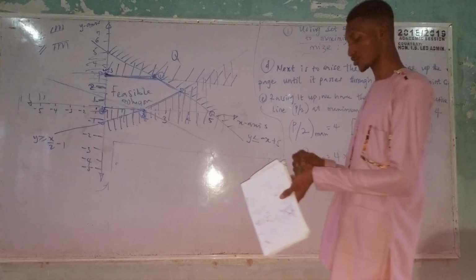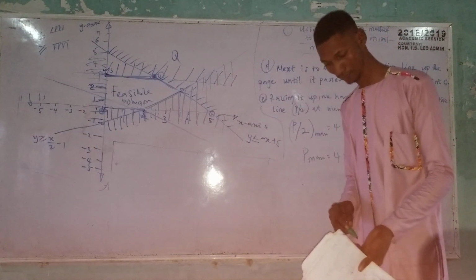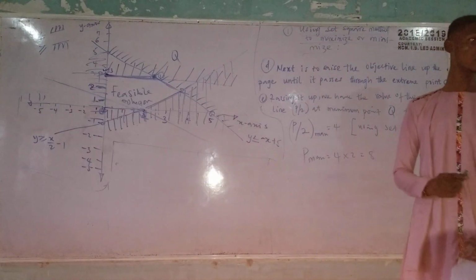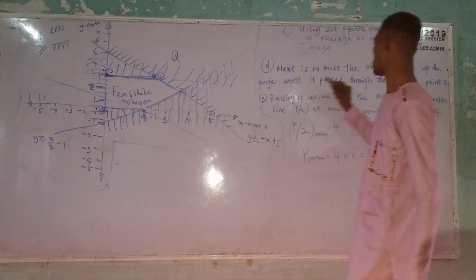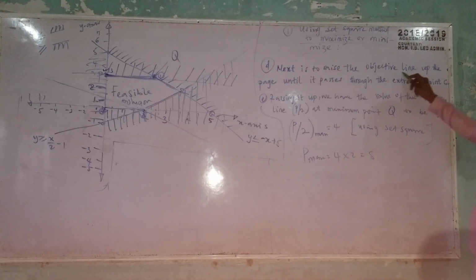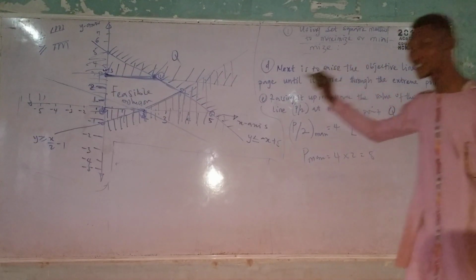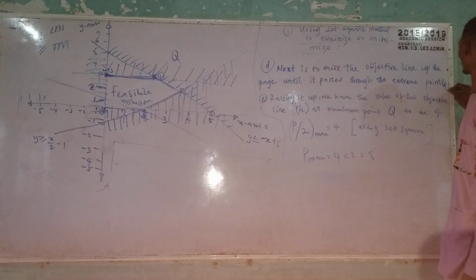So after you've got the objective line, how do you get the objective line? I just explained, right? Pick any point, get the value of your P, then put it inside that objective function. Then obtain your coordinates, then raise the line, so I'll get an objective line. The next is to raise the objective line up the page until it passes through the extreme point Q.